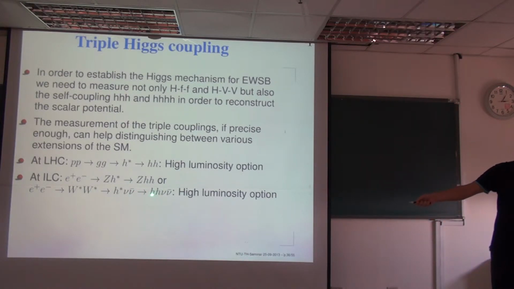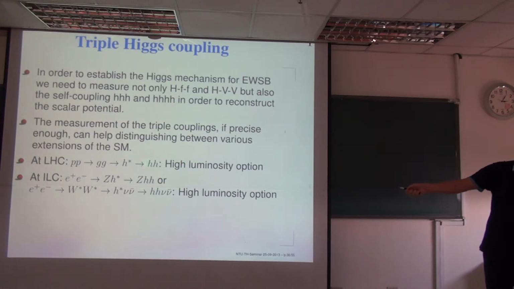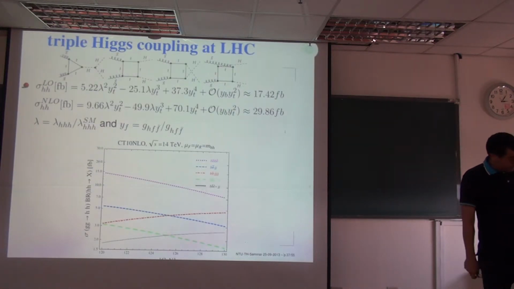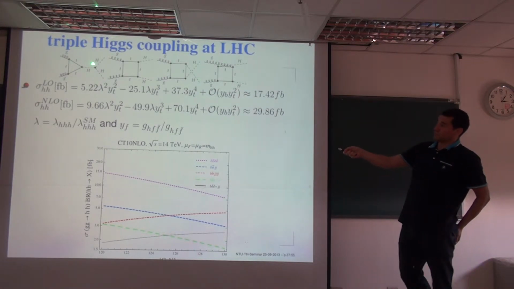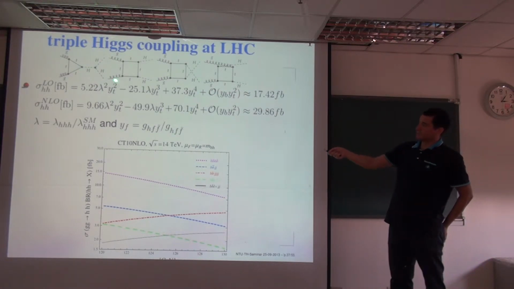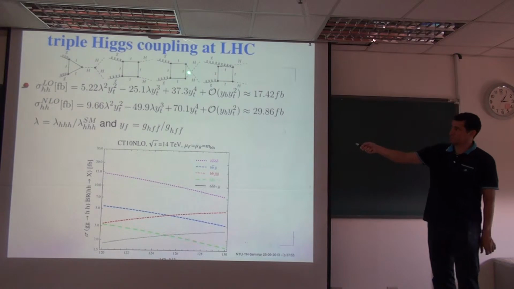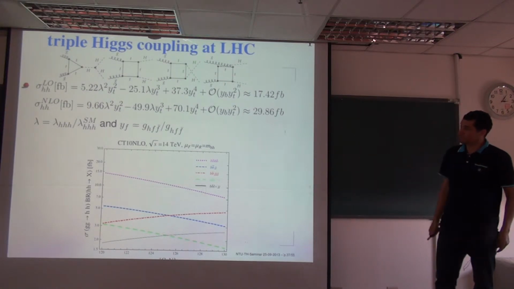The same process you can have also at the LHC, but for the LHC the cross section is quite small. Even for this one, the cross section is very small. I will show you. This is at the LHC, so you have the gluon, you produce the Higgs, and the Higgs splits to two Higgs. So you have the vertex contribution, and you have the box.